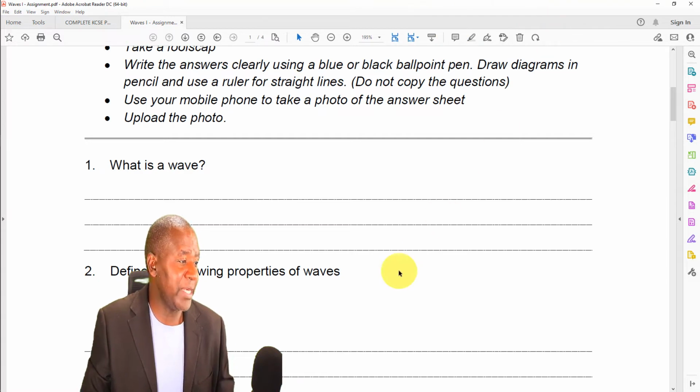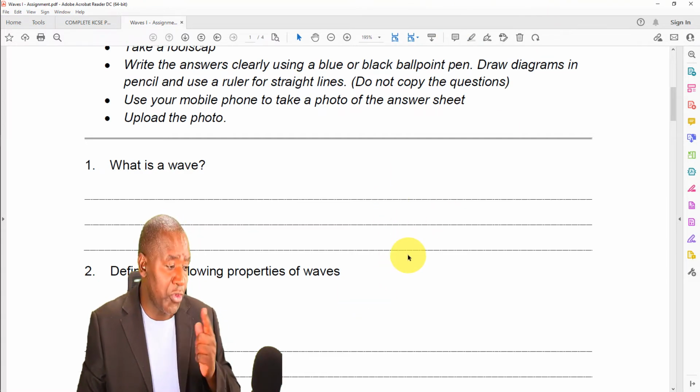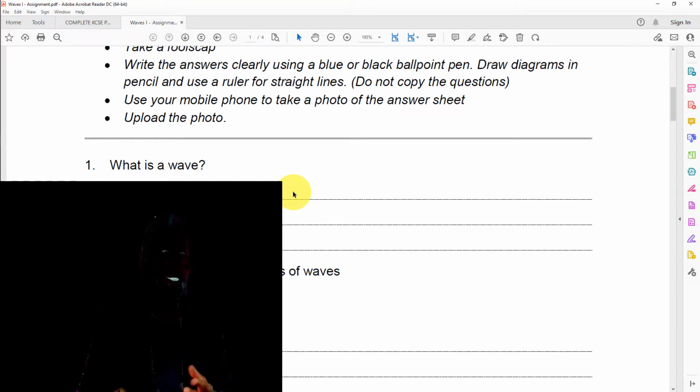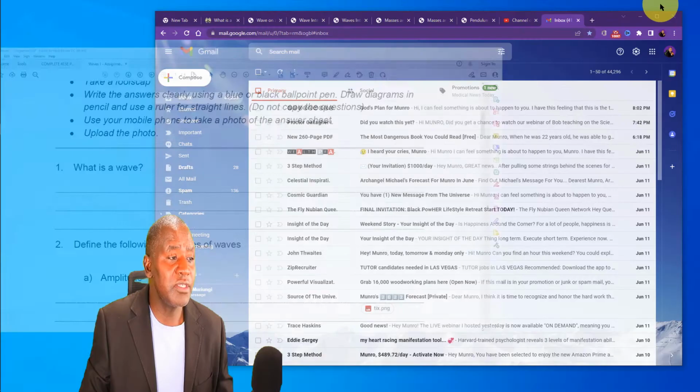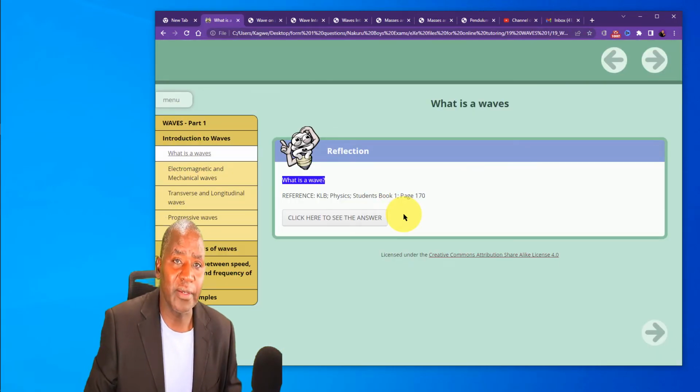So having explained how this one is done, and remember, you have to print this PDF. You have to print it, answer the questions. You can give it to your teacher to mark for you, or you can just use these web pages here to assist in the marking over here.